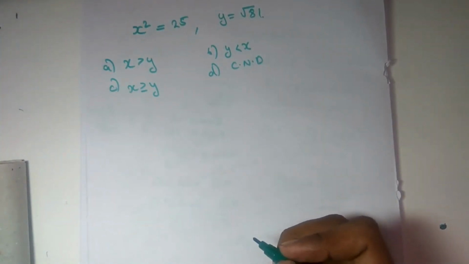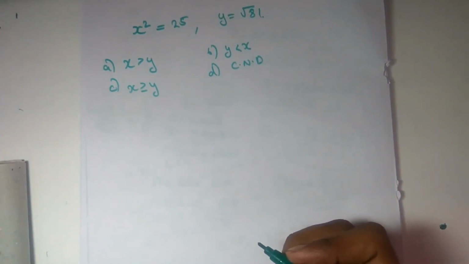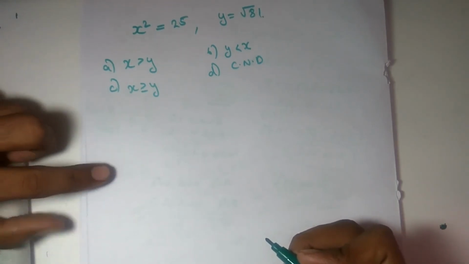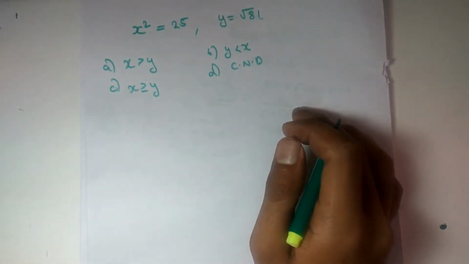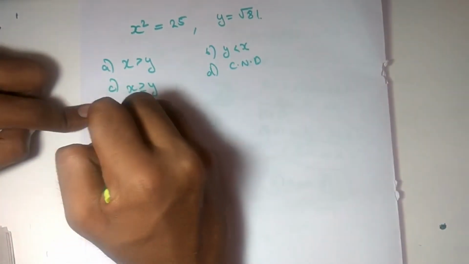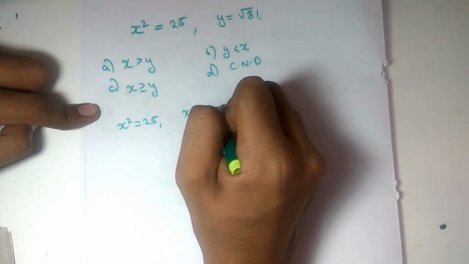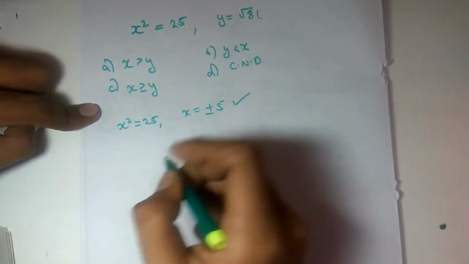So what is your answer? Think. Now if your answer is cannot determine, the answer is wrong. So where is the mistake? Usually we will do it just like this: x square is equal to 25. So x is equal to plus or minus 5. And this is right. This step is correct.